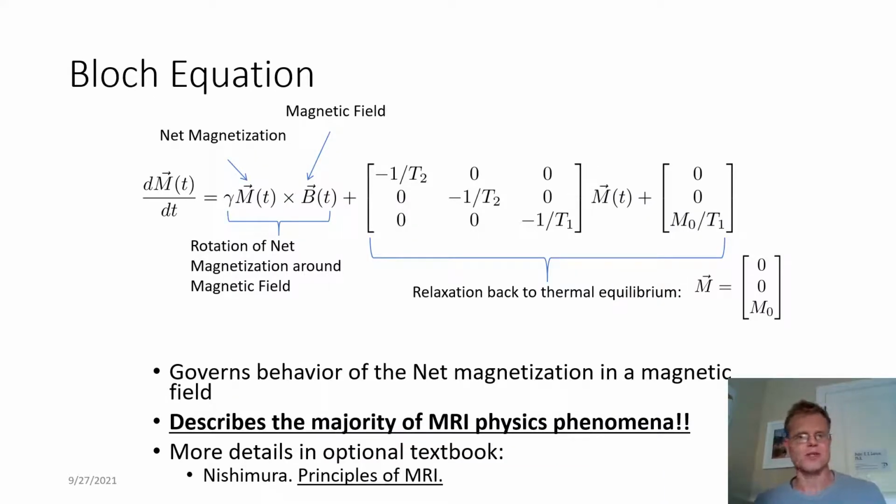Okay, so I've mentioned the Bloch equation a couple times. Here it is. This is our almost first principles equation of MRI. It governs the behavior of the net magnetization M in a magnetic field B. The magnetic field includes both B0, our main field, and B1 now, our RF pulse field. And it really describes the majority of the MR physics phenomena. It covers relaxation that I just mentioned, and we'll go through more in the next chapter. In our optional textbook, Nishimura Principles of MRI gives a very detailed and thorough treatment of the Bloch equation.